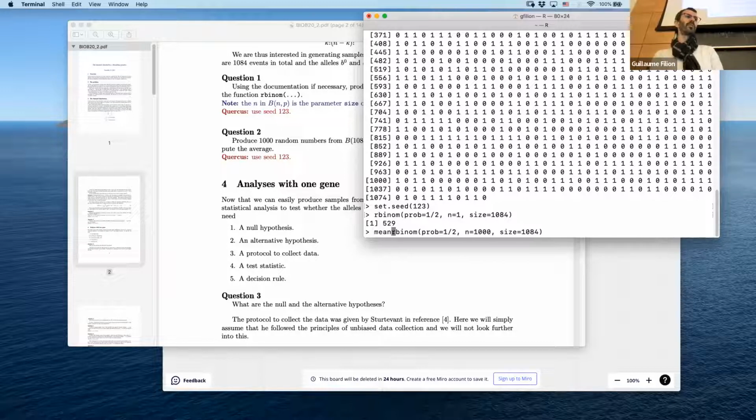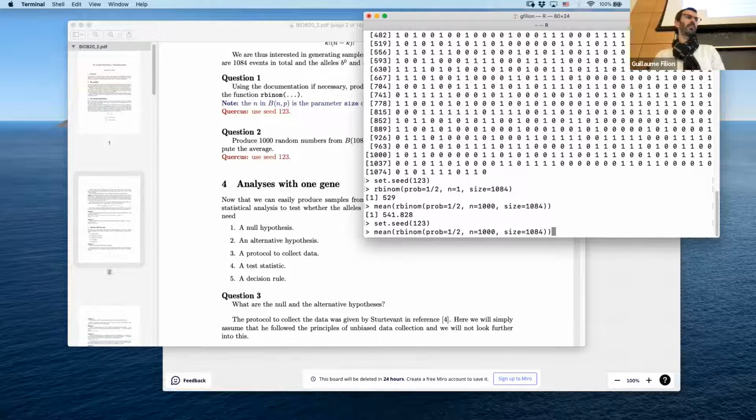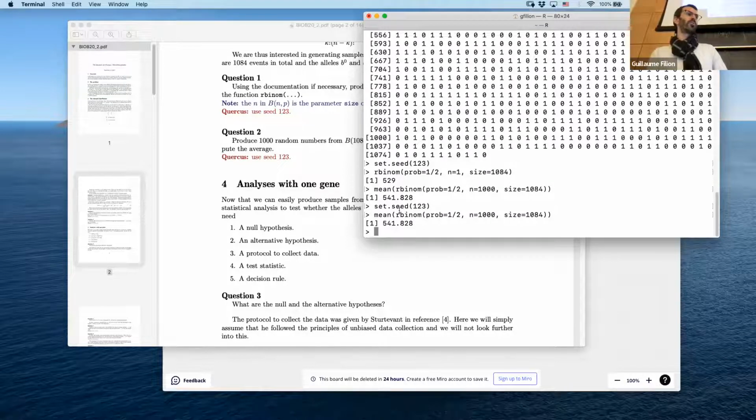So we can directly compute the mean here. The function mean is very simple to use, it's like the standard one. And so we get a mean of 541, but of course we need to use set.seed. So the proper answer is this one after the set.seed here. That's the correct answer.